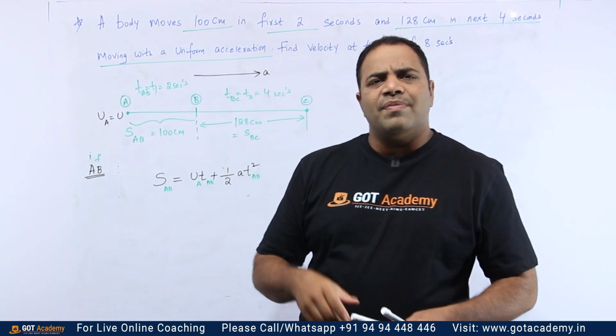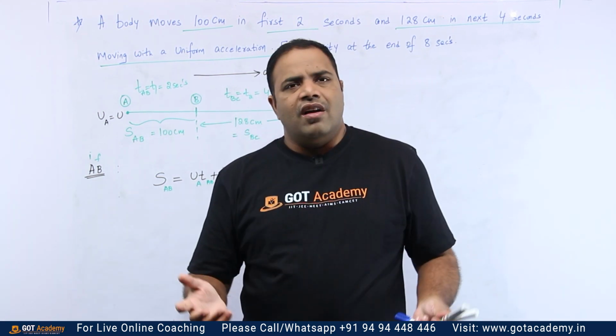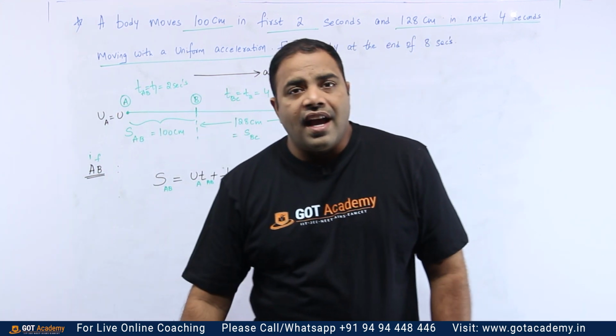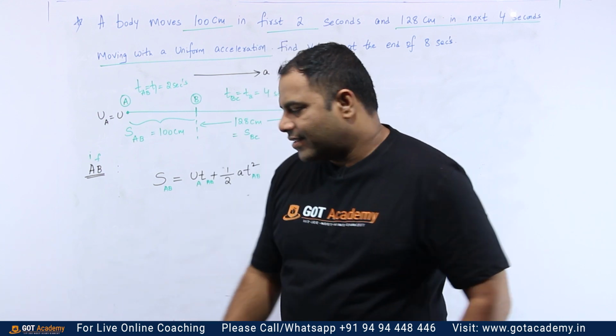Then why should I write again something like A to B, B to C? Not required now, because from point A to B and then to C, the acceleration is the same, a. So nothing to write there.